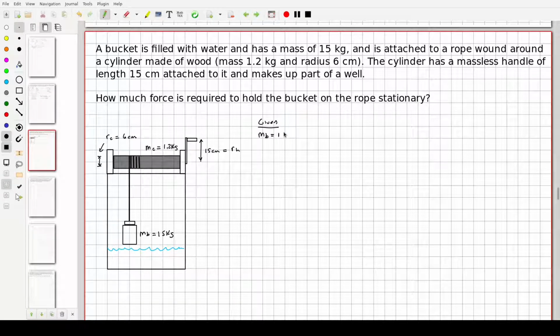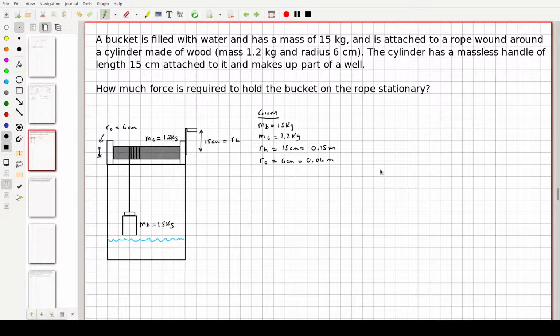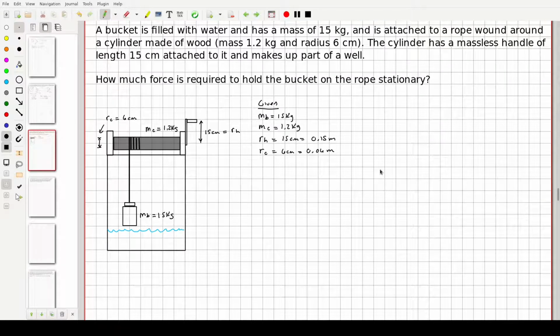So the mass of the bucket is 15 kilograms. The mass of the cylinder is 1.2 kilograms. The length of the handle is 15 centimeters, which is 0.15 meters rather. We know the radius of the cylinder, which is 6 centimeters, or 0.06 meters. Okay, and I think that is it. Yeah, that's all the information that we have.